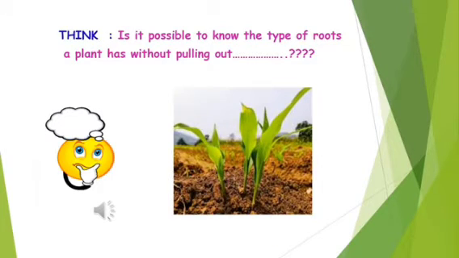Here is a question for which you are going to find the answer. The question is it possible to know the type of roots a plant has without pulling out? So what we mean here is, when you look at a plant, will you be able to tell what type of root it has got? So you're not going to pull out the roots. Just by looking at the plant, you should be able to tell what type of root. Is it possible? Think.